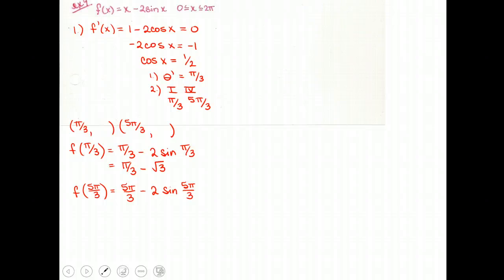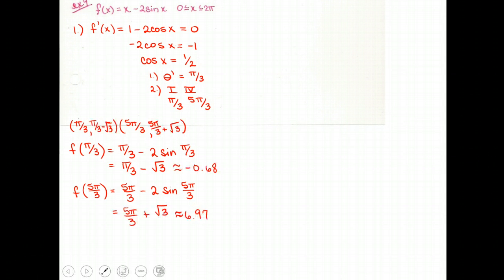All right, then let's do the same thing with 5 pi over 3. Let's take 5 pi over 3 and plug it into the function. So that would be 5 pi over 3 minus 2 sine 5 pi over 3. Sine at 5 pi over 3 is still square root of 3 over 2, but it's negative, right? So if I do -2 times negative square root of 3 over 2, that's just going to give me a positive square root of 3. So these are my ordered pairs.